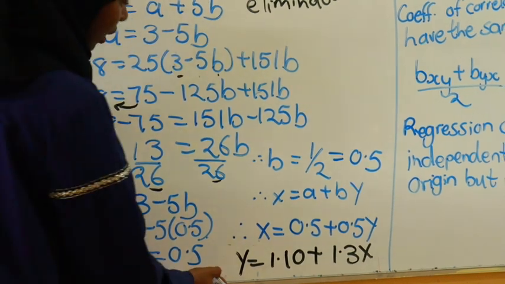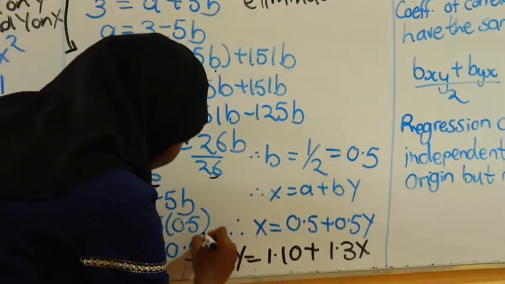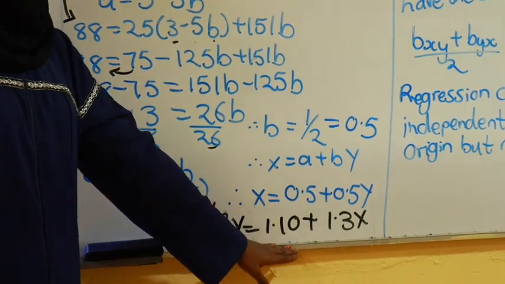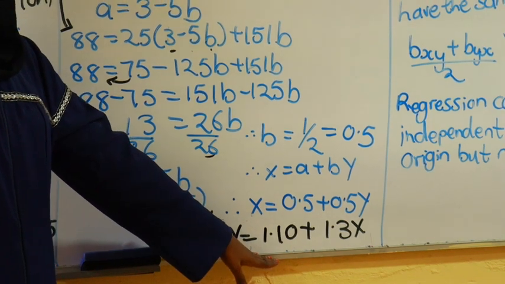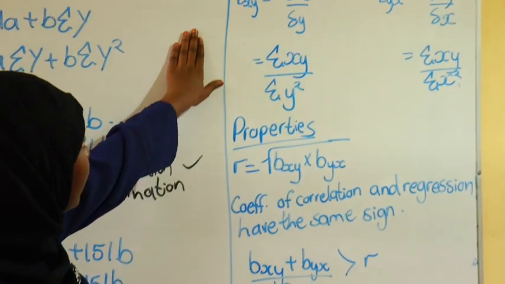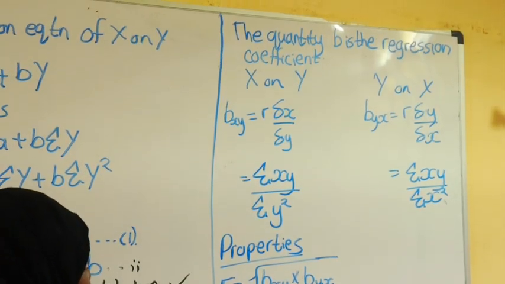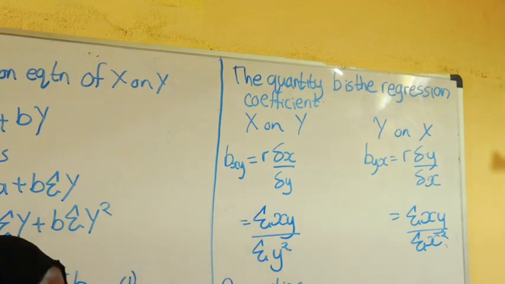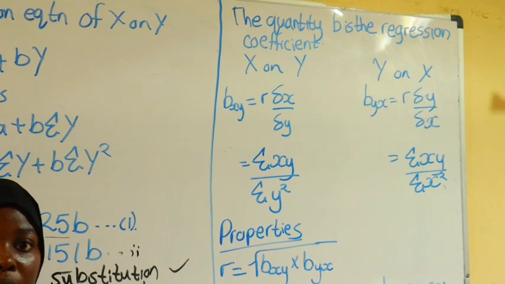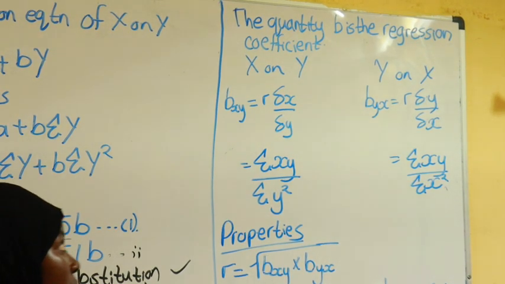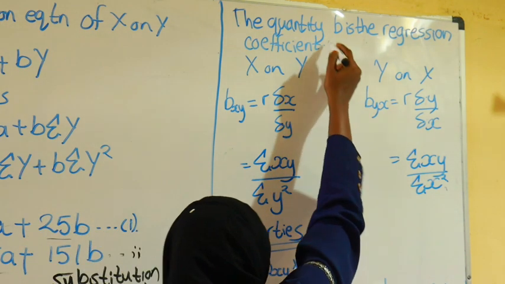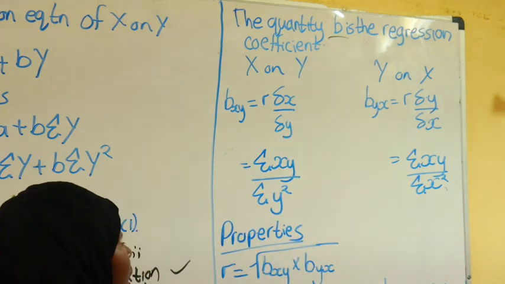Okay? So this is the answer for x on y. You should try for y on x and see if you get the same answer. Now, the quantity b is the regression coefficient, and that is something else you should know. Sometimes the question does not even want you to calculate the regression equation. They just tell you to find the regression coefficient. It means you're finding this value b.